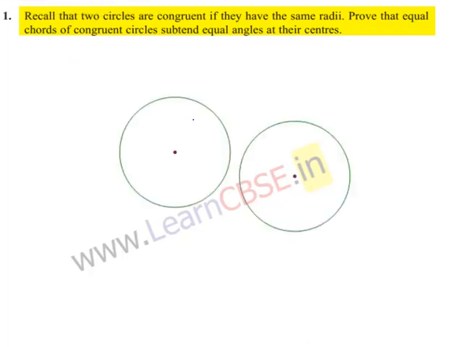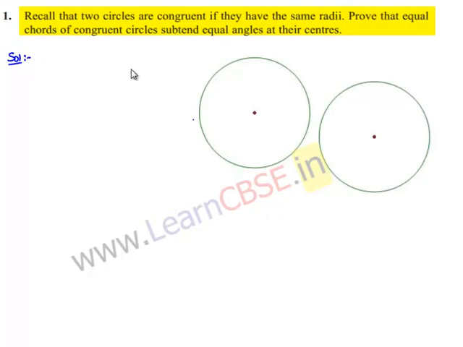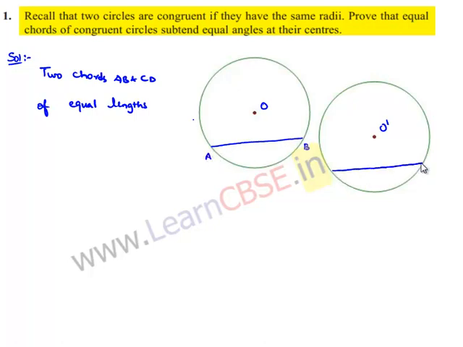Let us consider two congruent circles as shown in figure. Let the center of one congruent figure be O and other congruent figure be O dash. We know that the radii of two circles will be equal. Let us consider two chords AB and CD of equal lengths in two circles. Let us draw them, that is AB and CD, both are of equal lengths.